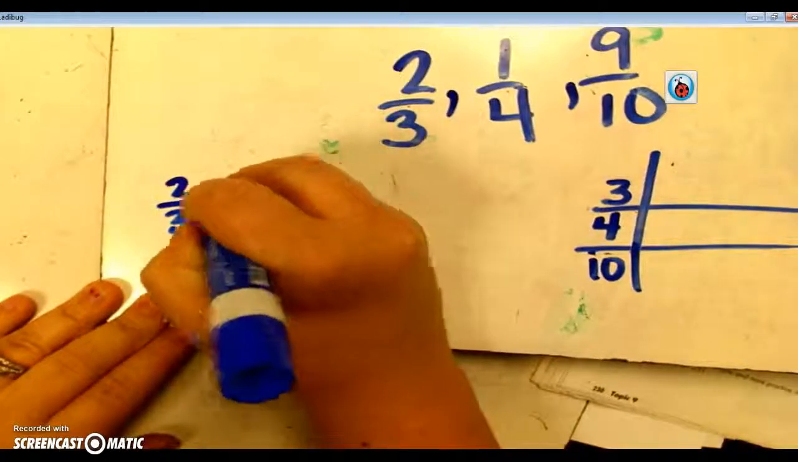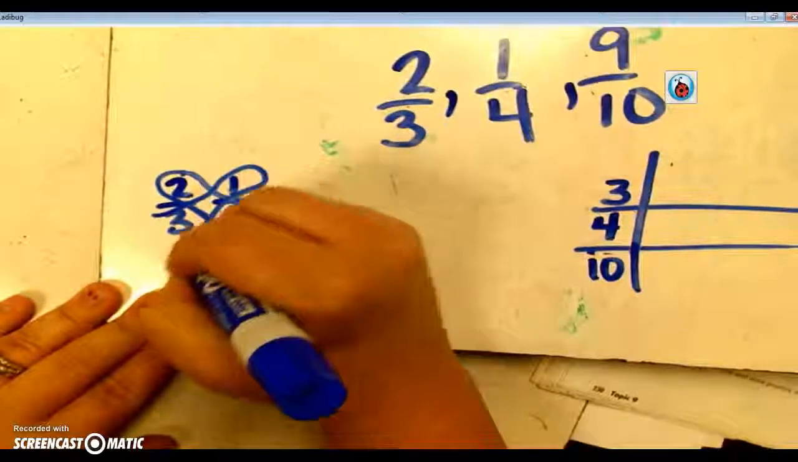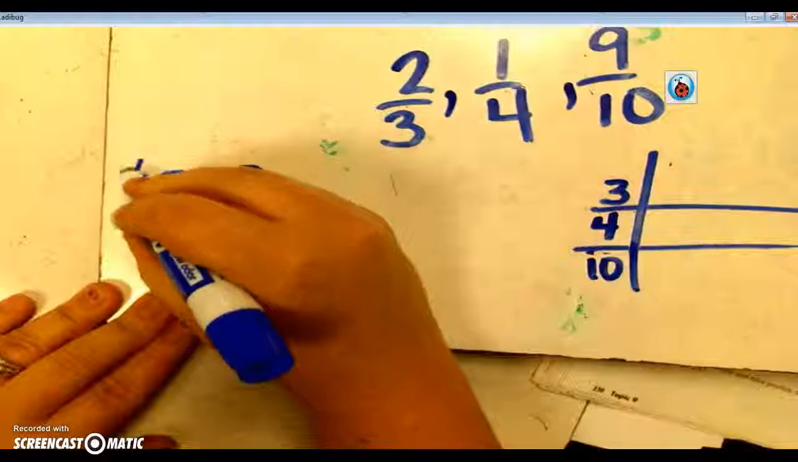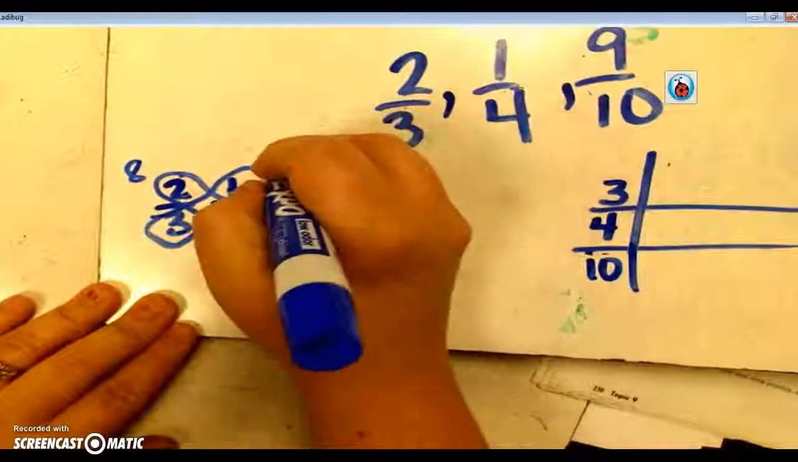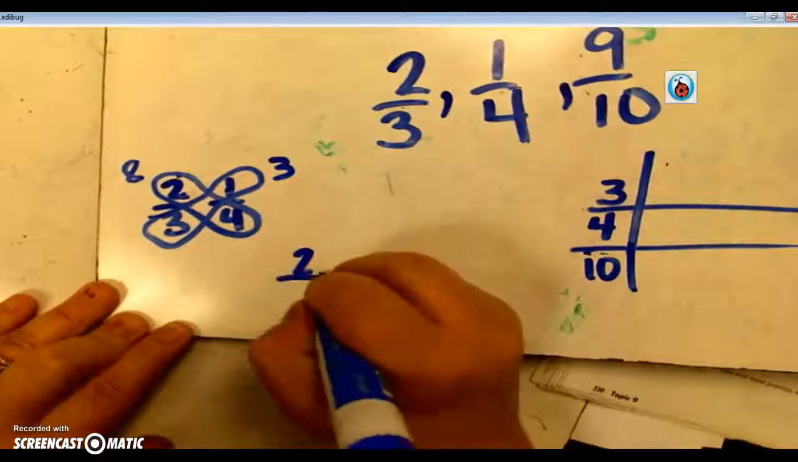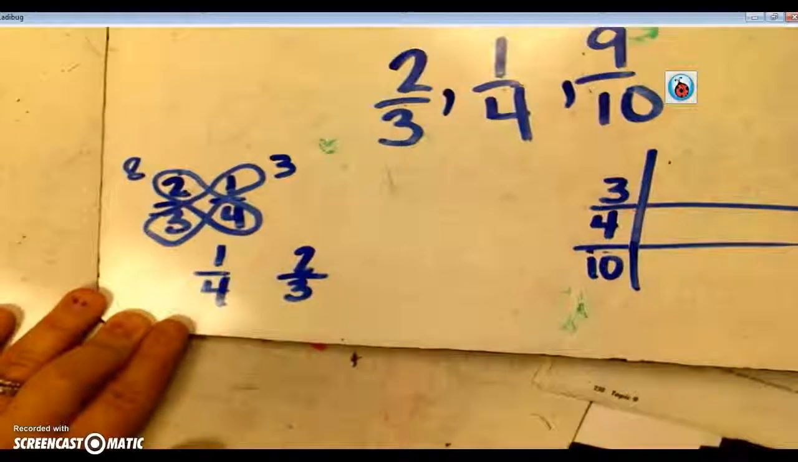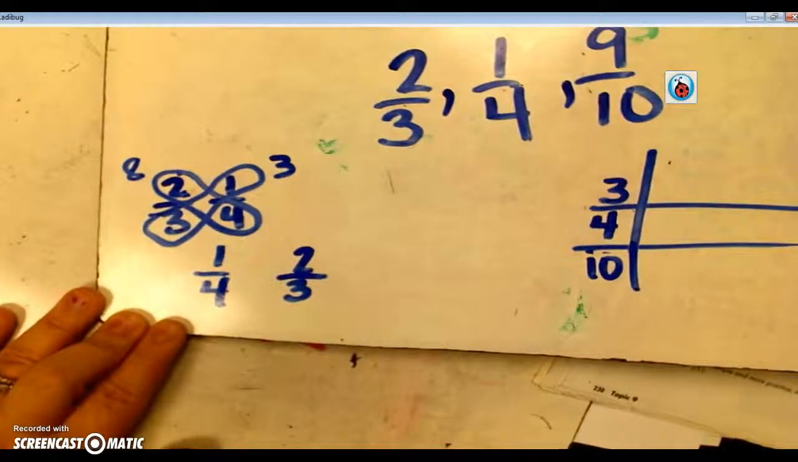2/3 and 1/4. Okay, I have to circle my diagonals. 2 times 4 is 8. 3 times 1 is 3. 8 is larger than 3, so I know 2/3 is larger than 1/4. Right? Okay?